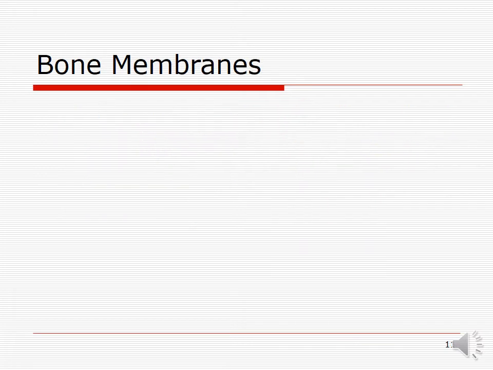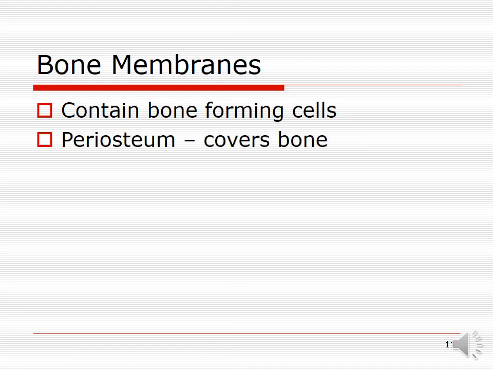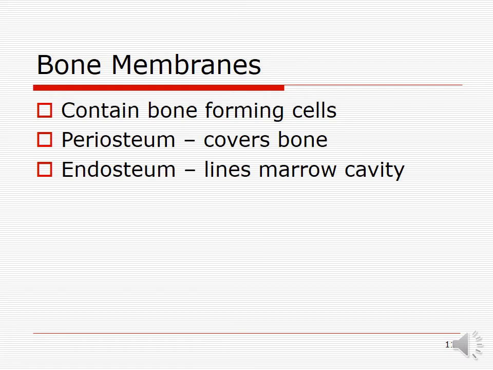Now, when we talk about the bone membranes, just as a review, these are going to have cells that help form bone, the osteoblasts. The periosteum covers the outside of the bone, whereas the endosteum lines the marrow cavity. So peri means around or surrounding, endo means in or within, so that can help you remember those.